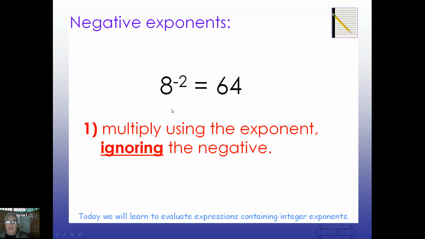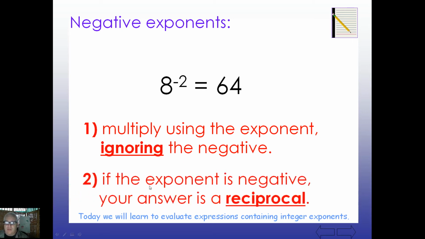But because of the negative sign in front of the exponent there, step 2 says if the exponent is negative, your answer is a reciprocal. What's the reciprocal of 64 over 1? Well, it's simply 1 over 64. So what you can do here is ignore the negative sign, multiply 8 squared like you normally would, and then write your answer as a reciprocal.